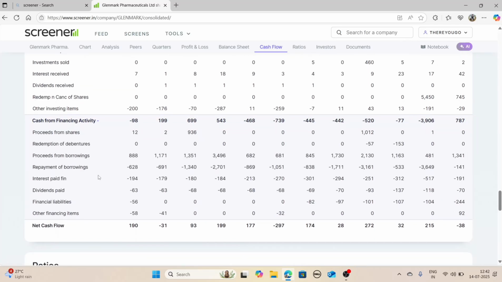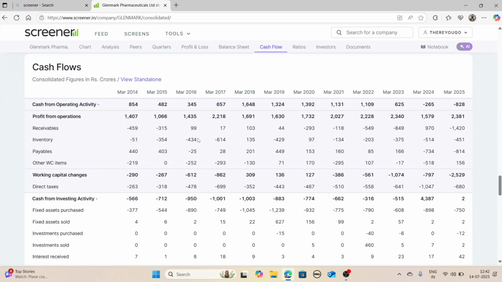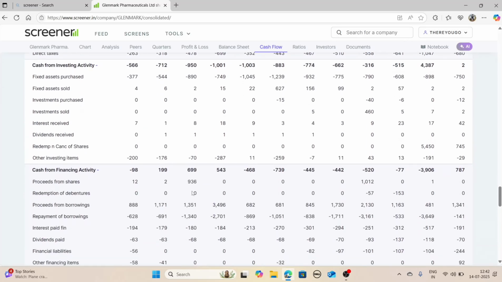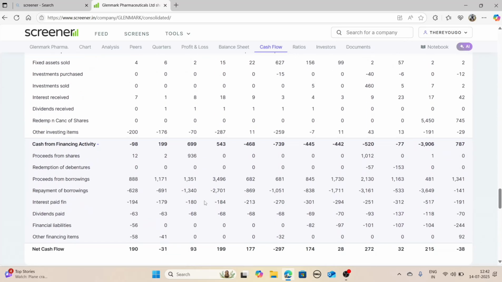Now analyze the cash from financing. Let's see how they are raising their capital. Proceeds from shares, as we observed that in 2016 they issued more shares to raise funds of around 1000 crores, and then redemption of debentures. Okay, they have recently redeemed their debentures.